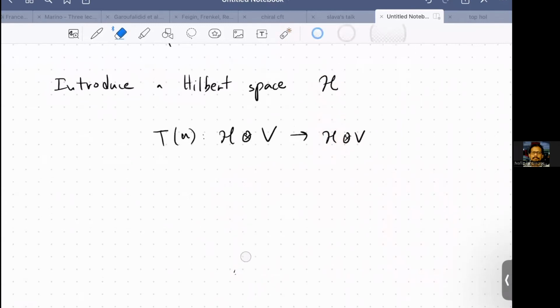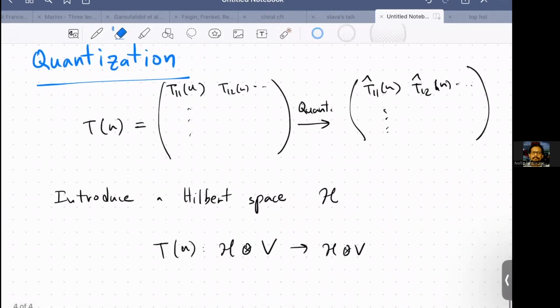Now, is there any confusion about this claim? Is it clear that if the entries of the matrix belong to the space of operators on H, then the full matrix acts on H tensor V? Is that statement clear?